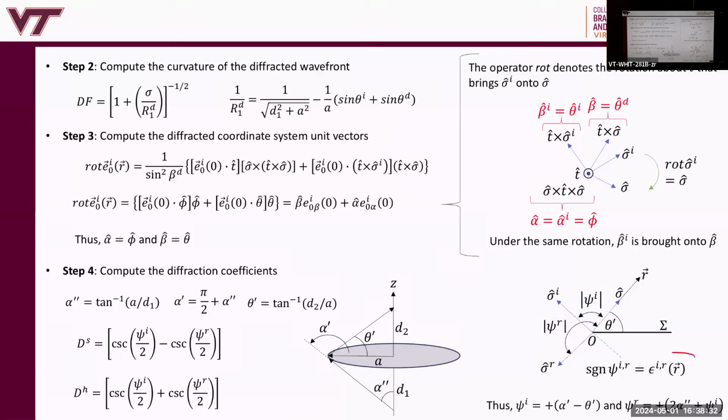Okay, the signs of these angles are equal to the sign of the shadow indicator for the observation point for that ray. So the observation point is here. That observation point has a shadow indicator for the incident field as +1, meaning it's in the shadow. And for the reflected field, also +1. So the sign of both these angles is positive. Now that you have psi I and psi r, you can calculate d soft and d hard this way. Okay?